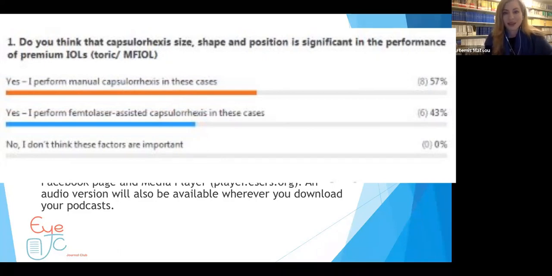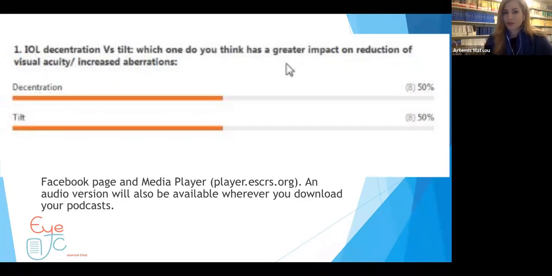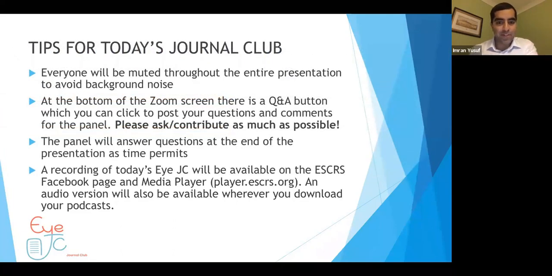Okay, and we've got one more question. So IOL decentration versus tilt, which one do you think has a greater impact on reduction of visual acuity or increased aberrations? 1, decentration, and 2, tilt. 50-50 again. This is perfect. We've got a tie today. Fantastic. That's very useful to know because clearly there's room for discussion here.